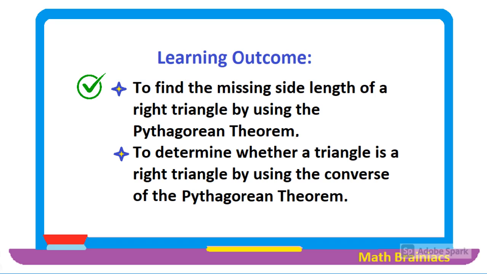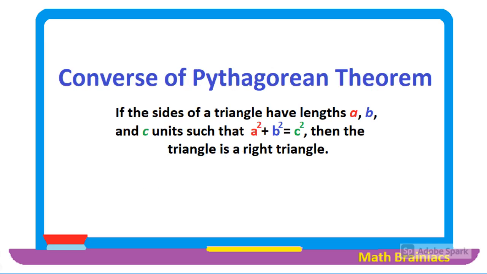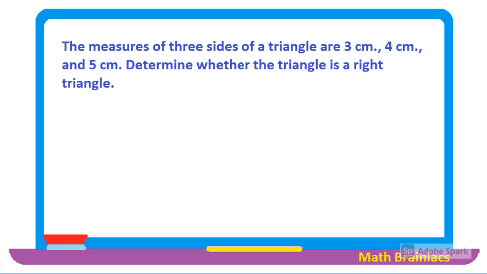Let us now move to the next goal, which is to determine whether a triangle is a right triangle by using the converse of the Pythagorean theorem. The converse of the Pythagorean theorem states that if the sides of a triangle have lengths a, b, and c units, such that a square plus b square is equal to c square, then the triangle is a right triangle. Let us work on this example so that you can figure it out. The measures of the three sides of a triangle are 3 cm, 4 cm, and 5 cm. Determine whether the triangle is a right triangle.